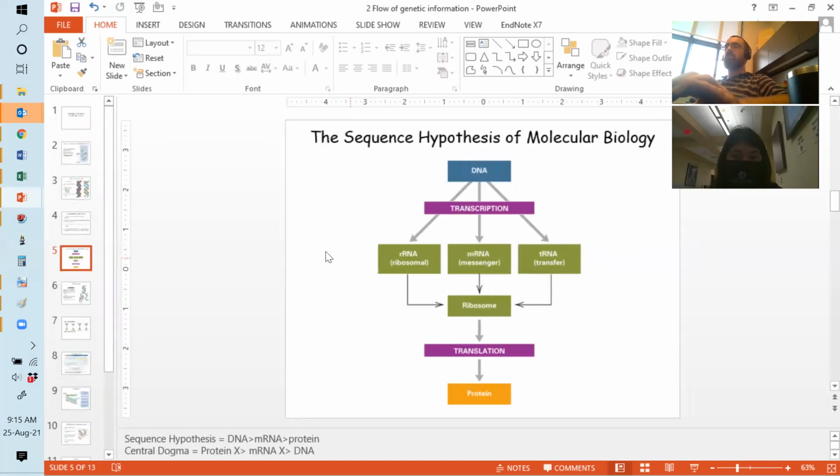So this is what's called the sequence hypothesis of molecular biology, right? The whole thing being referred to as gene expression. So those two are equivalent, synonymous. I think that's what synonymous means. And so we're really talking about the fact that DNA gets turned into, well, it doesn't get turned into, gets copied into RNA, and that RNA, depending on what kind of RNA it is, gets translated into protein, right?